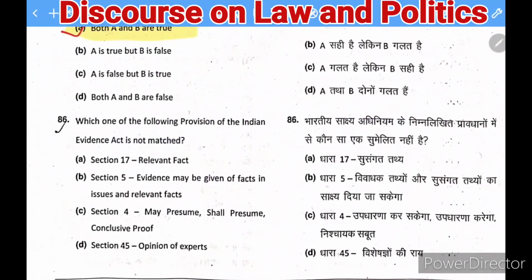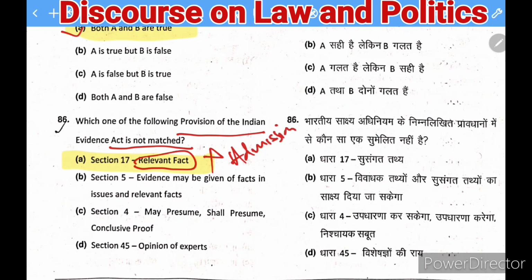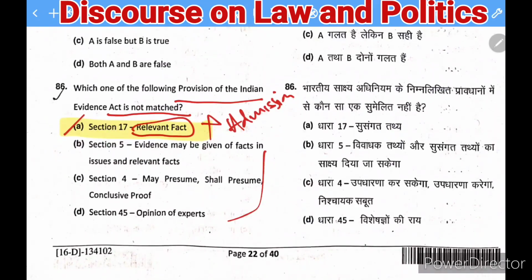Next question. Which one of the following provisions of the Indian Evidence Act is not matched? So we have to see which is not correctly matched here. Section 17, it is about the relevant fact. It is not correctly matched. So the answer of this question is A, because section 17 talks about admission. So therefore it is not correctly matched. This is the correct answer. Rest of them are correctly matched. Okay, moving to the next question.